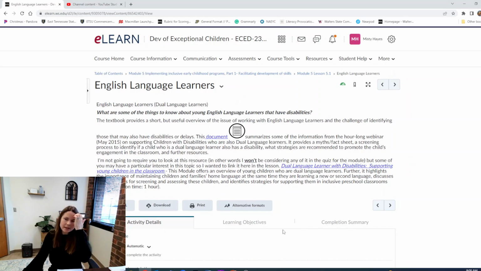Okay, we also look at English language learners and some things that you need to know, especially if you have English language learners that have special needs. So what are the issues that you might find working with those early childhood students? How can you support them in a young classroom?